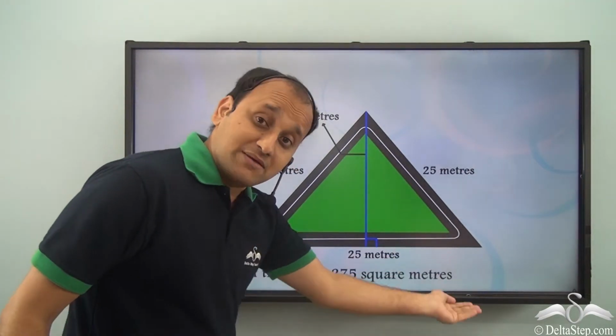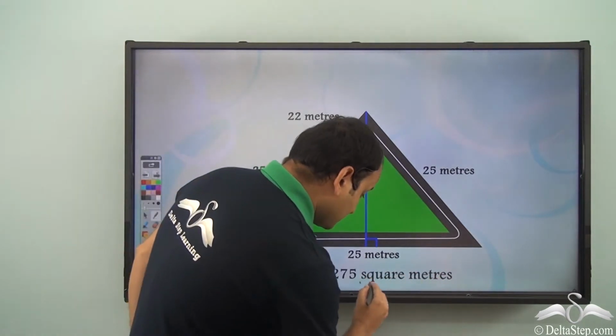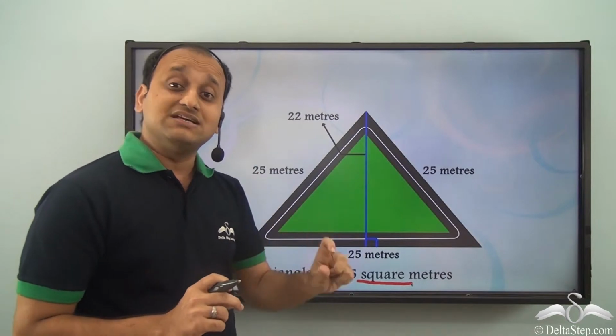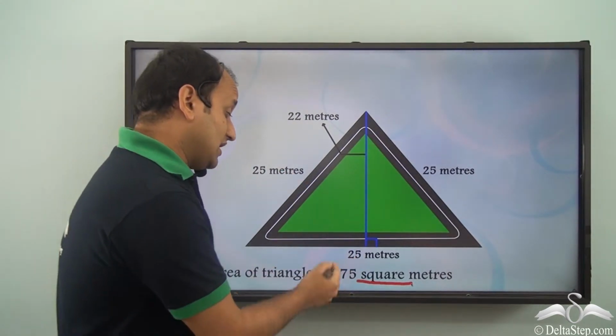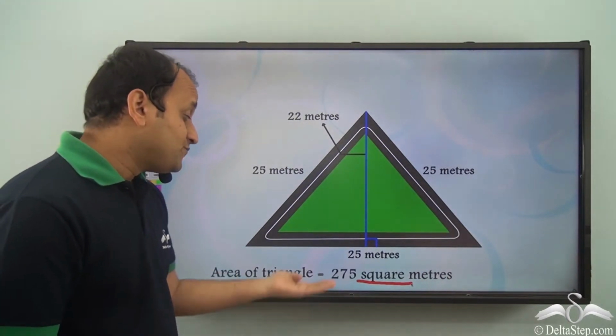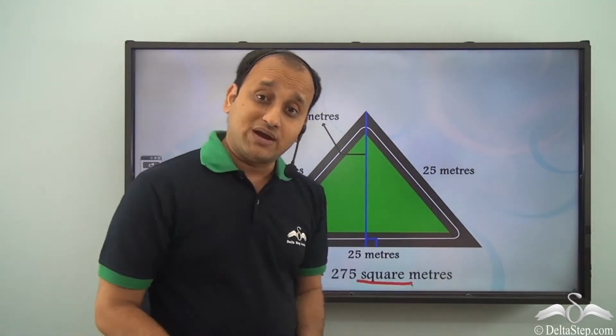275 square meters. So you see, because we multiplied two values with the same unit, the answer is in square meters rather than just meters. So we have 275 square meters.